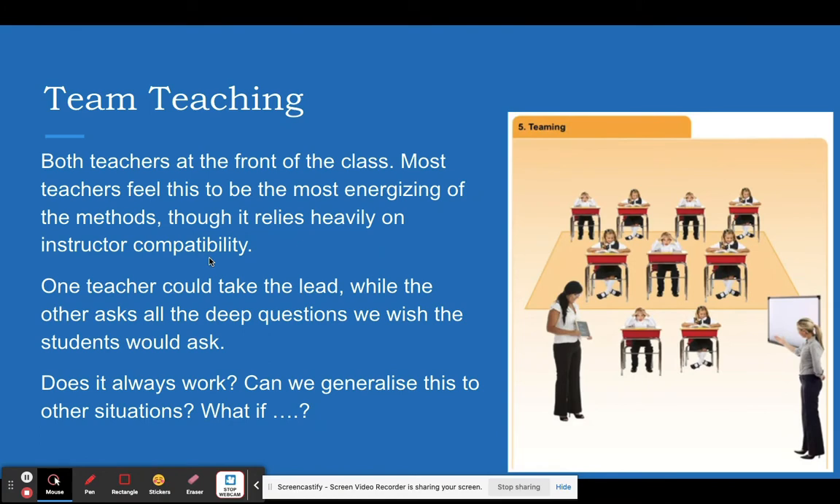One teacher explains it, and if the students aren't asking those really intelligent, deep, thought-provoking questions, the other teacher can. Oh, but would this always work? Oh, can we generalize this to other solutions? What if this was the case? Would it work in this case? That rule about Pythagoras, would it work for all triangles? Why would it work for all right-angled triangles? Surely it doesn't work for all right-angled triangles. All those little questions that can extend the learning of others.